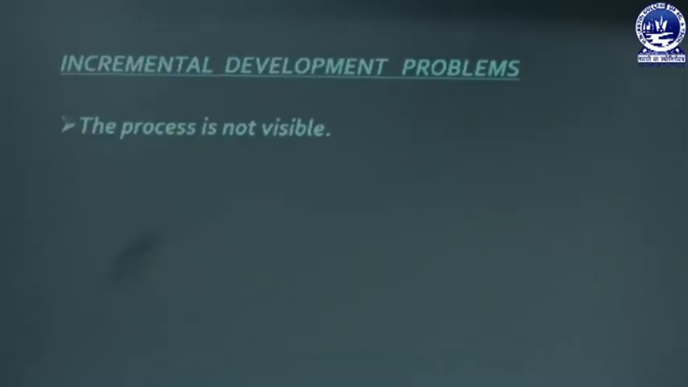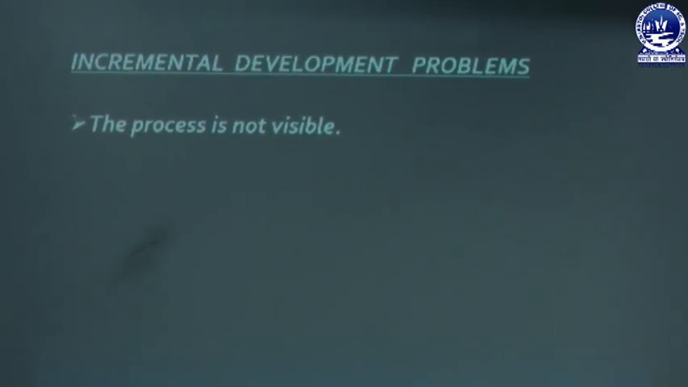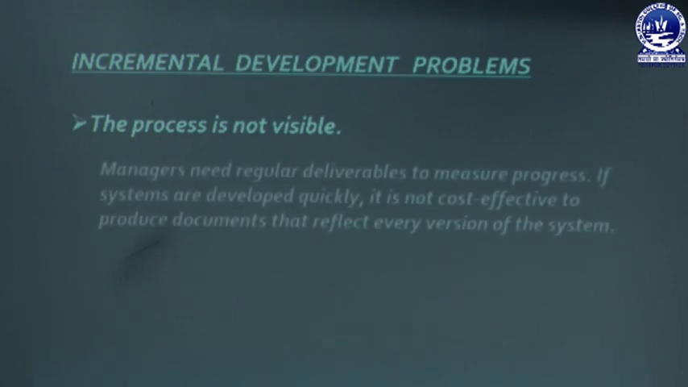Then what are the problems in incremental software development? That's why we are approaching the agile approach. So what are actually the problems of incremental software development? The first problem in incremental development is that the process is not visible. So what does this actually mean?